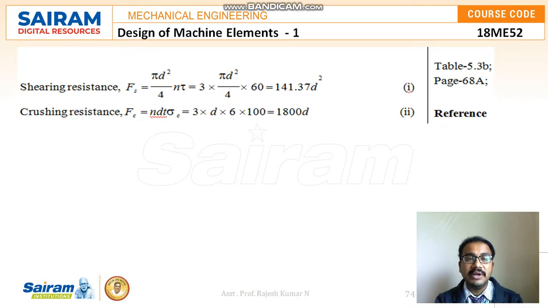Since we have to equate the shearing resistance with the crushing resistance, let me take the equations from the design data handbook, page 68 and table 5.3b. Shearing resistance is pi d square by 4 into n into tau. Here d is unknown and the remaining values are known, so I will get shearing resistance Fs equal to 141.37 d square. Similarly, crushing resistance Fc is equal to n d t sigma c, which is 3 into d, again d is unknown and t and sigma c are known, so I will get 1800 d.